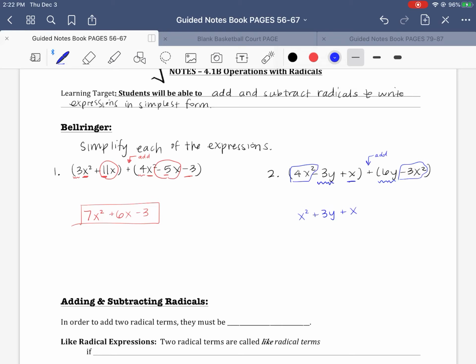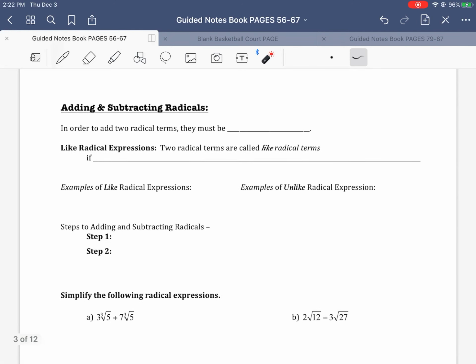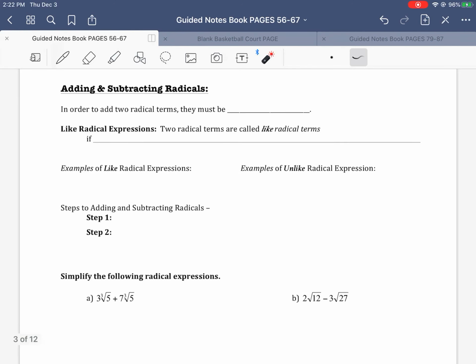That's a like term. So notice to be like terms, they have to have the same variable involved for sure, and they also have to have the same exponent on there. So if I just have an x, that's not combining with the x squared. The x would not combine with the y term. So it takes two things to make them like terms. The same thing is true when we add and subtract radical terms. So in order to add two radical terms, they have to be what we call like radicals.